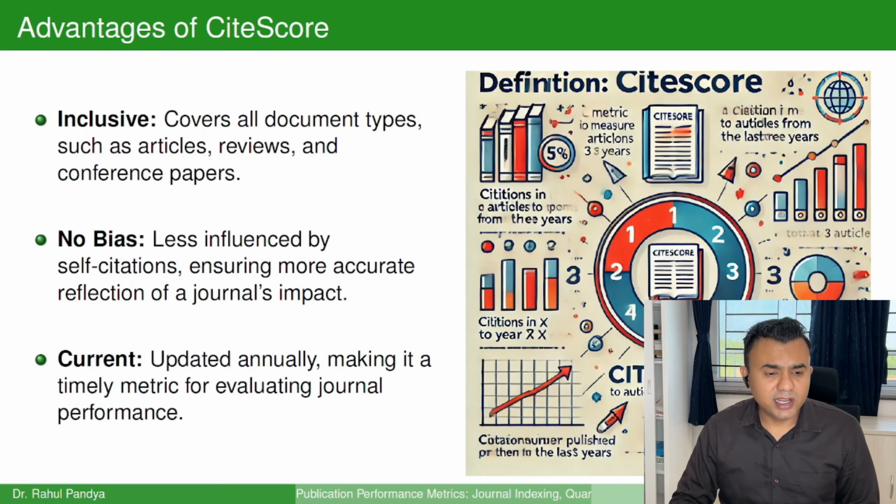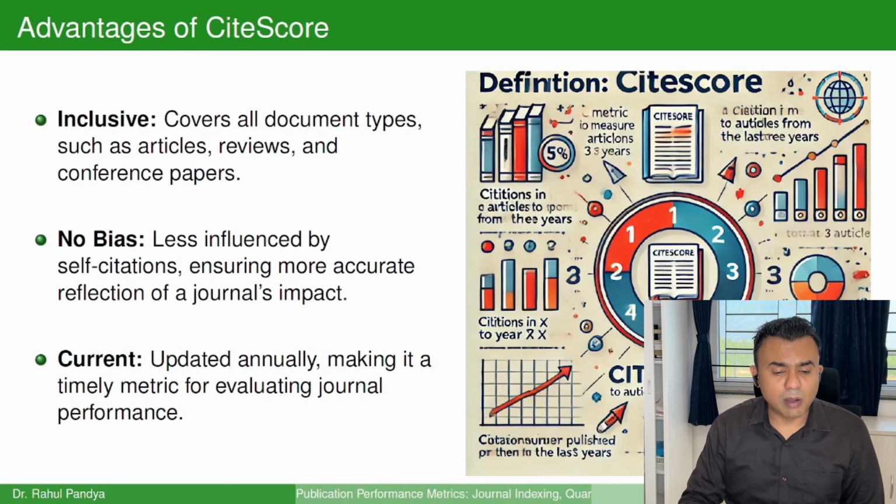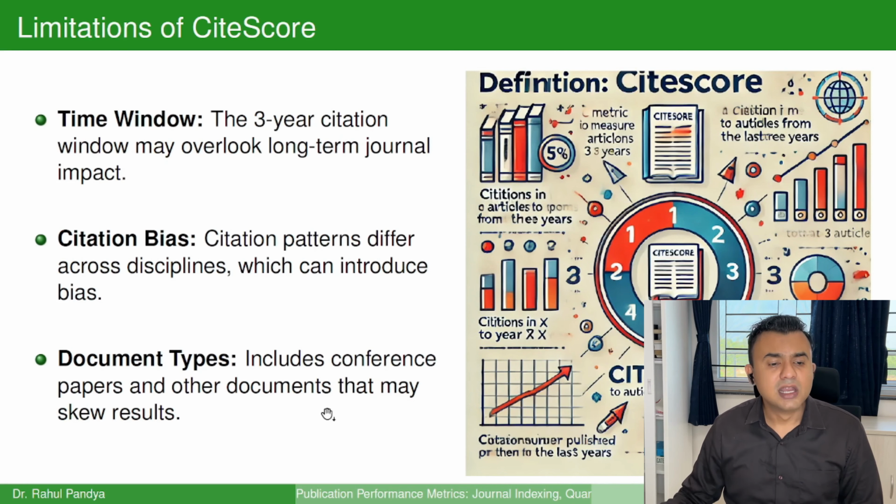There are certain advantages, such as that it is inclusive. It covers all types of documents, such as review papers, conference papers, etc. There is one more advantage, which is reduced bias, as it is less influenced by self-citations, ensuring a more accurate reflection of the journal's impact. And it is updated annually, making it a timely metric for evaluation of journal performance.